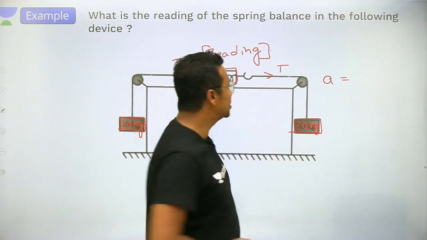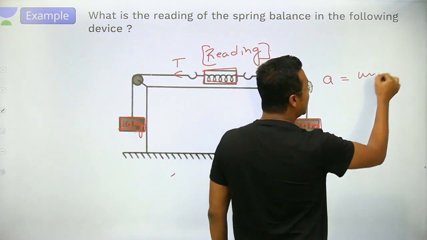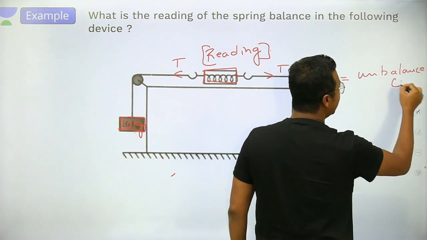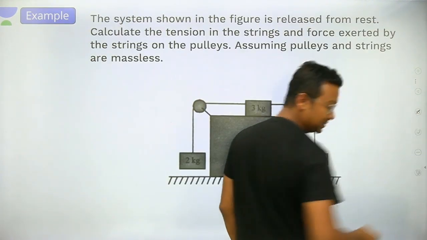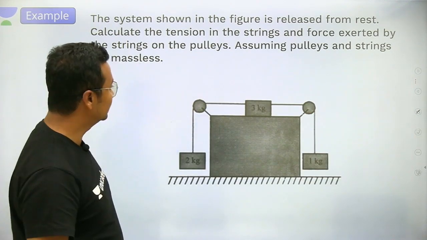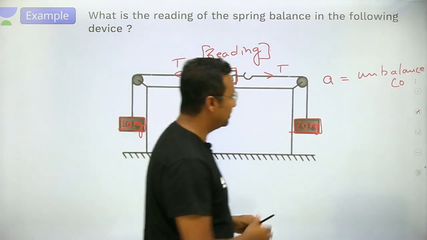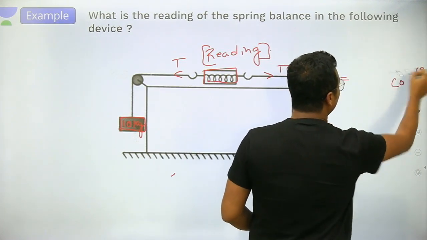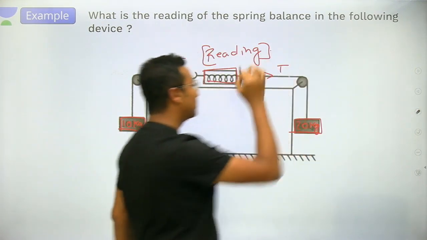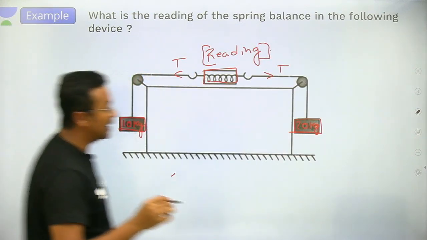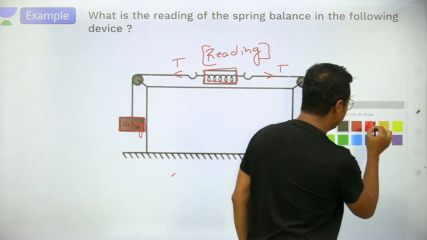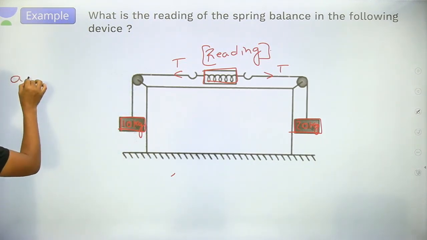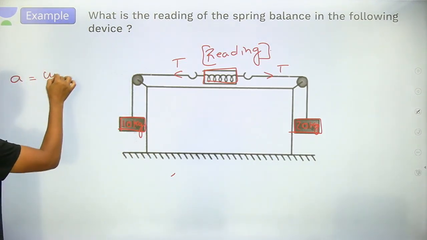So this acceleration is equal to the unbalanced load. Let me just rub off this part. Okay, let me just rub off this part, and we can have it, let's say, out here. So note down, this will really make your life a little simple.